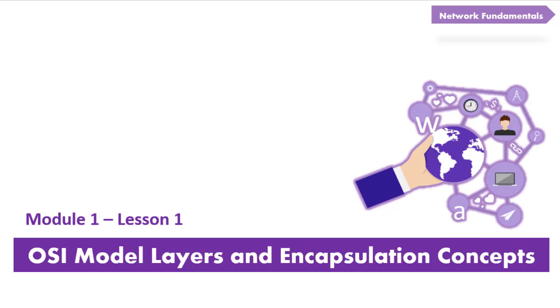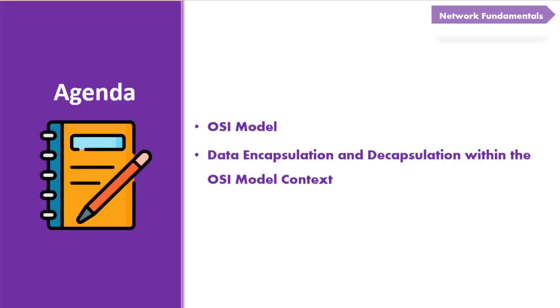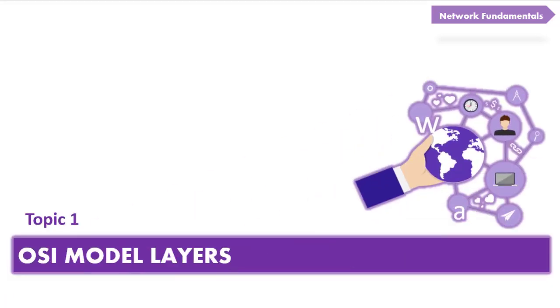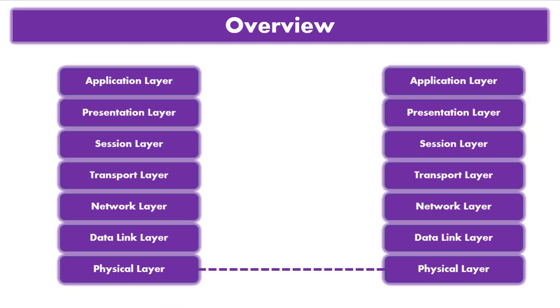So Module 1, Lesson 1, we're going to talk about the OSI model. This is the Open Systems Interconnect model, and it's covered in many different vendor exams, including Cisco, and it's a way for us to understand how internetworking works. So we'll look at the OSI model. We'll also look at some encapsulation and de-encapsulation within the context of the OSI model. So this is what it looks like in full.